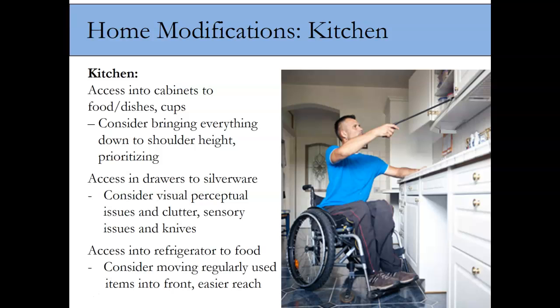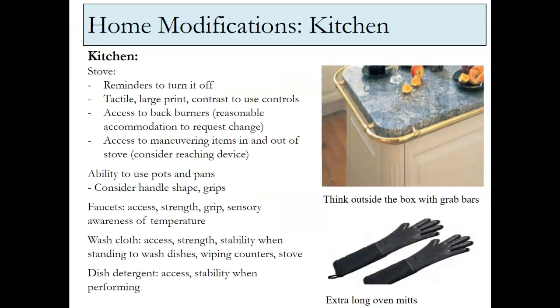Same thing with the refrigerator, moving things that you use a lot to the front, make them accessible, shoulder height. Silverware can be really challenging for folks with cognitive issues, the perceptual stuff. Declutter, make it simple, that sort of thing. Just basic OT kind of stuff. Grab bars can go anywhere. Think about grab bars outside the box.